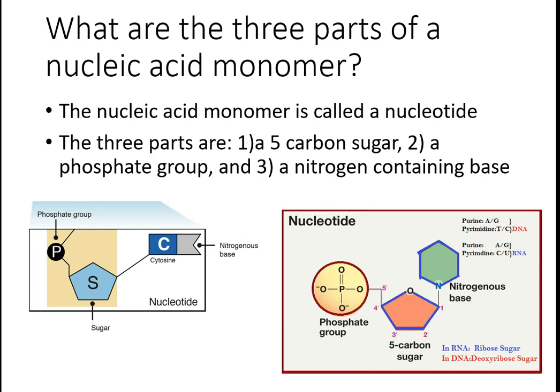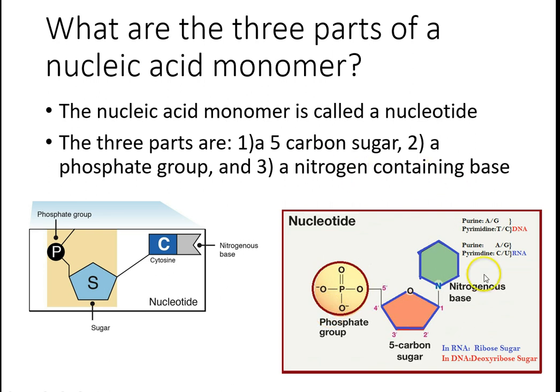One of our last questions here, what are the 3 parts of a nucleic acid monomer? So remember, the nucleic acid monomer is called a nucleotide, and the 3 parts are that it contains a 5-carbon sugar, and that 5-carbon sugar in DNA is called deoxyribose, but in RNA it is called ribose. It's also going to contain a phosphate group, which we can see here. This is going to be very similar in structure to the phosphate group that we just saw in our phospholipids.